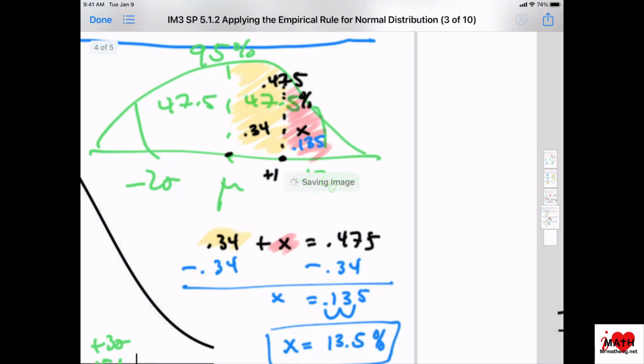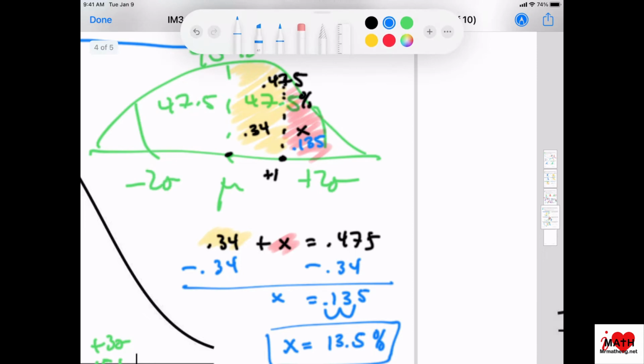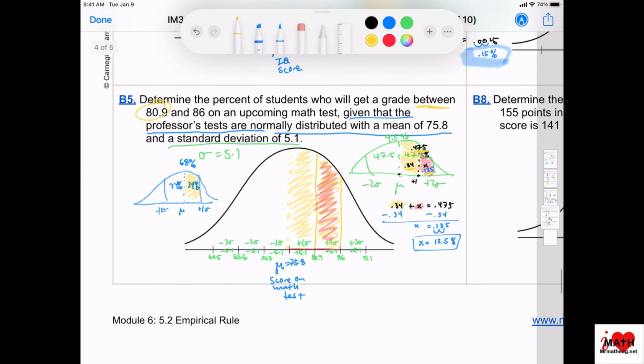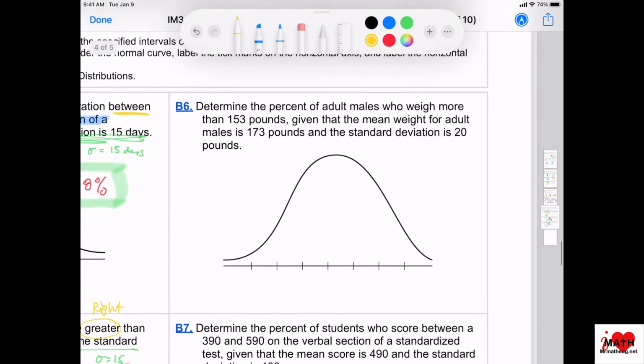Let's review. 0.34 plus 0.135 equals 0.475. In order to do this problem, again, I had to use the empirical rule, both the 1 standard deviation, which is 68%, and the 95% one. Guys, let's go over B6.